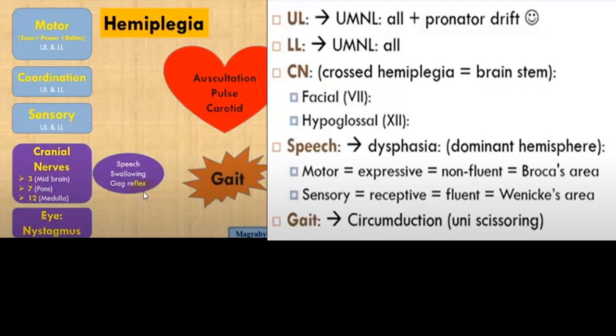So that will be very, very peculiar. Depending upon the cranial nerve involvement, we'll be mentioning those findings, and we'll have typical circumduction gait. Speech disturbances will be very common if it is on a dominant hemisphere and cortical damage. If it is a frontal lobe involvement, we'll have a Broca's aphasia. If it is a parietal lobe involvement, we'll have a Wernicke's aphasia. And we'll have a typical circumduction gait, that is uni-scissors gait.